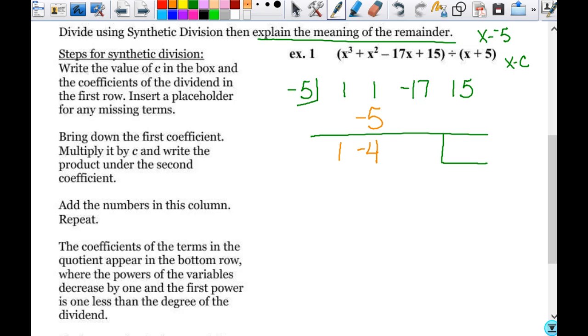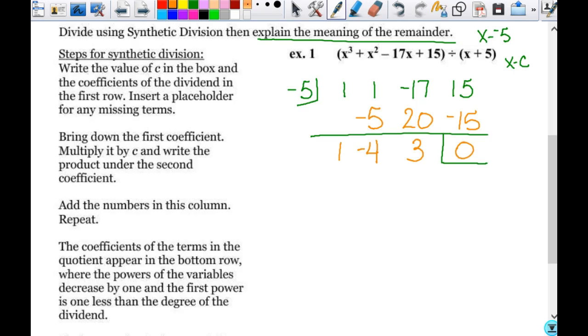Then I multiply. Negative 5 times negative 4, what does that give me? 20. And I put that here. I add these two and I get 3. Then negative 5 times 3 is a negative 15. When I add those, what do I get? 0. So my remainder is 0, right?